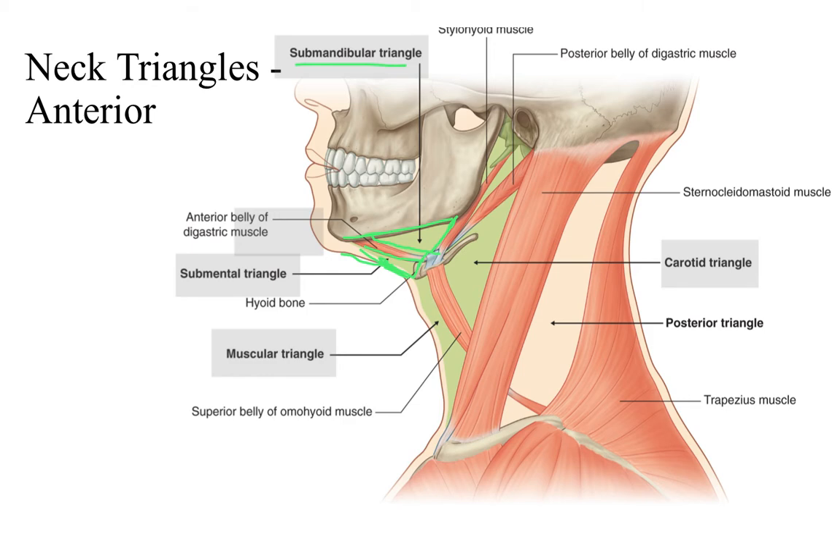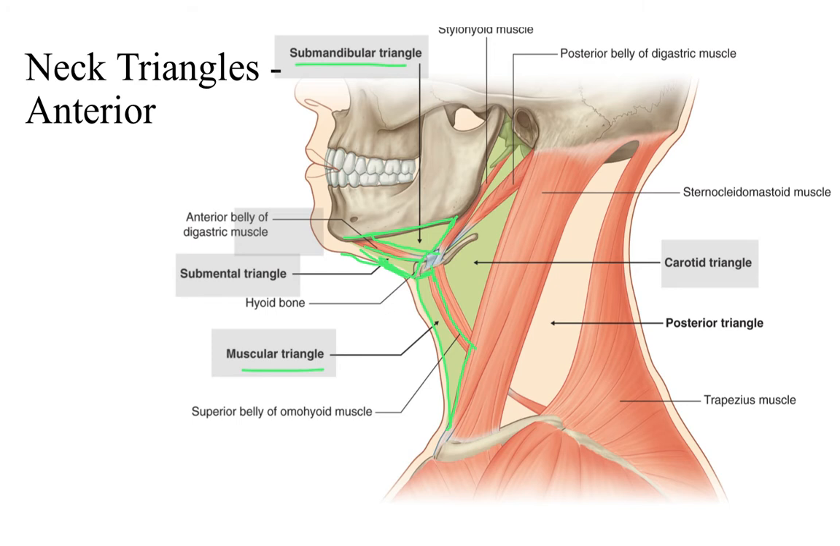Then we have the muscular triangle, and the muscular triangle is called that because it's bordered by large muscles within the neck. So the posterior border superiorly is going to be the superior belly of the omohyoid muscle. The inferior portion of the posterior border is going to be the sternocleidomastoid muscle, and then the anterior border is going to be the skin, with the superior border being partially associated with the hyoid bone.